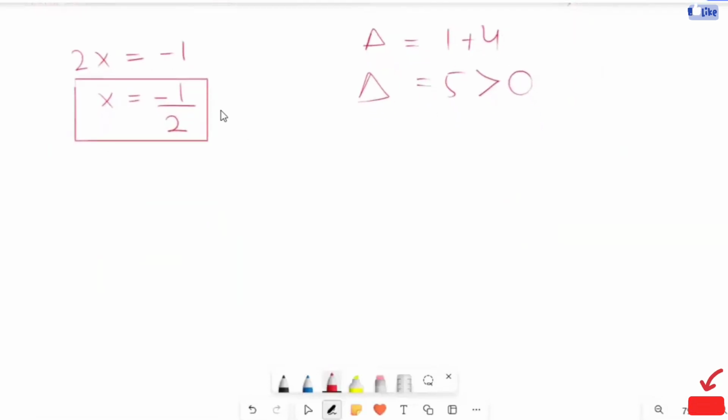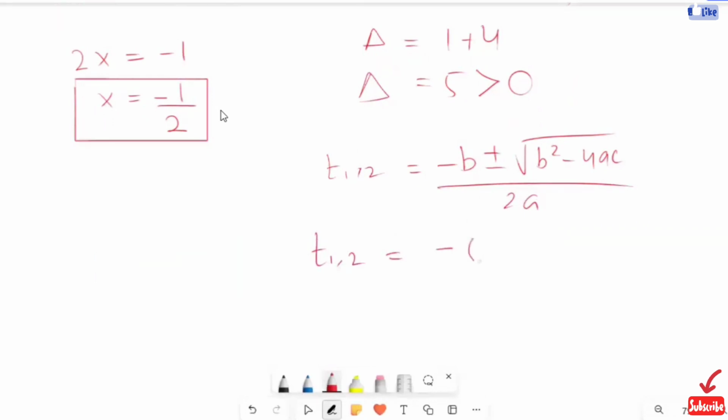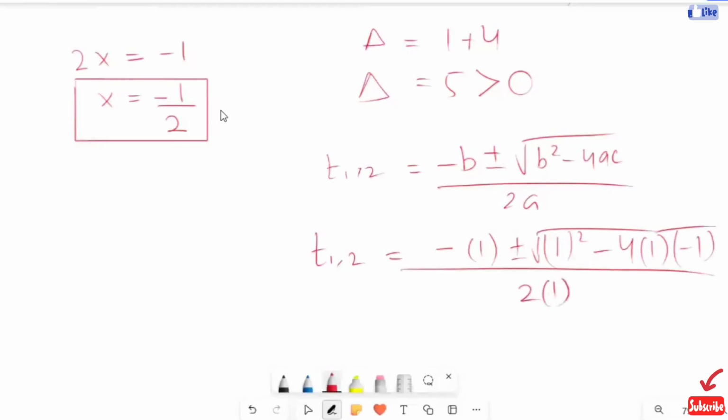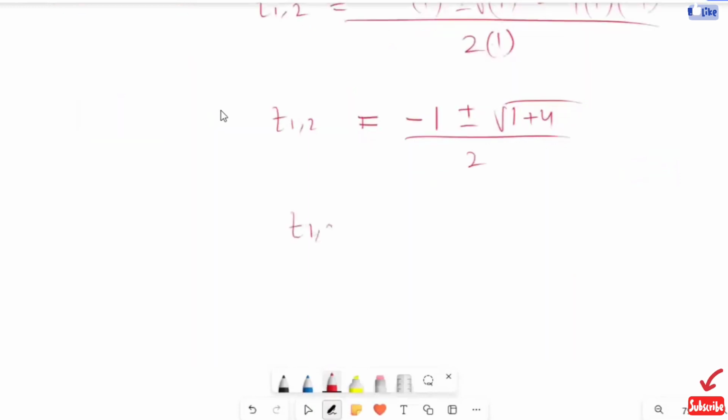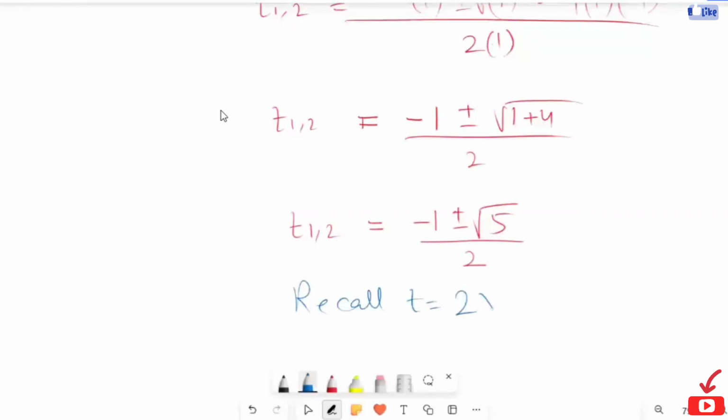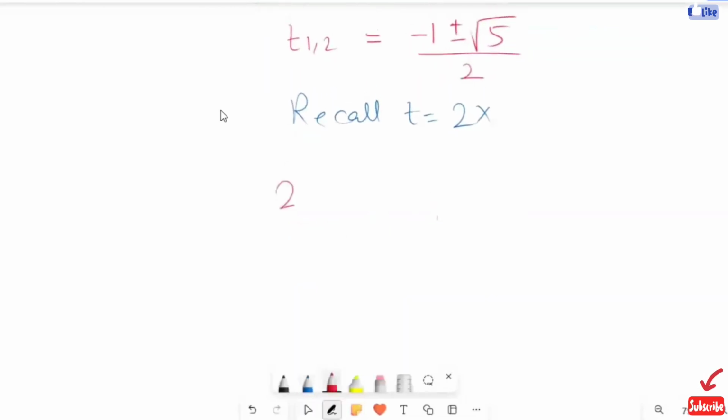Now I'm going to plug in the values in the quadratic formula. So here we have the quadratic formula: t is equal to negative b plus or minus the square root of b squared minus 4ac, over 2a. So t is equal to negative 1 plus or minus the square root of 1 plus 4, over 2. So t1,2 is equal to minus 1 plus or minus root 5 over 2. Now here I am going to recall t is equal to 2x, so I'm going to plug in the value of t here. So 2x is equal to minus 1 plus or minus root 5 over 2.